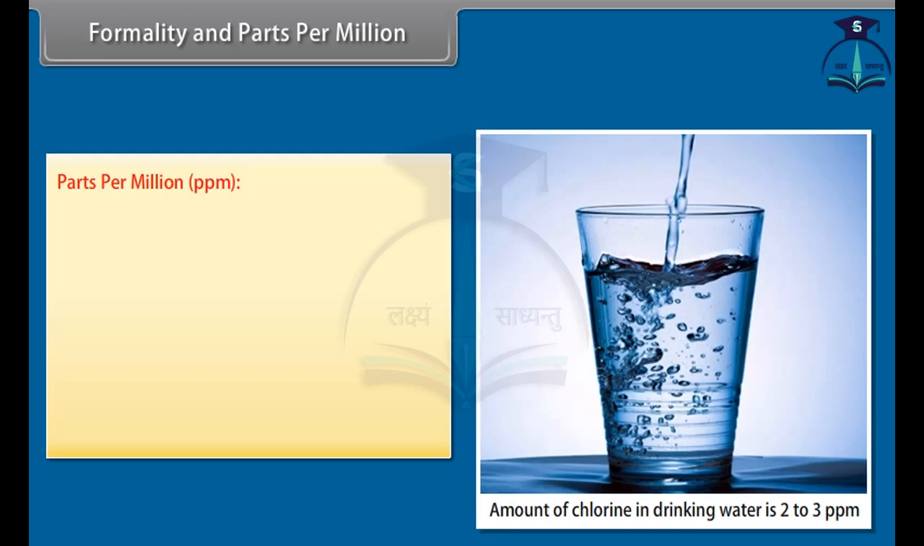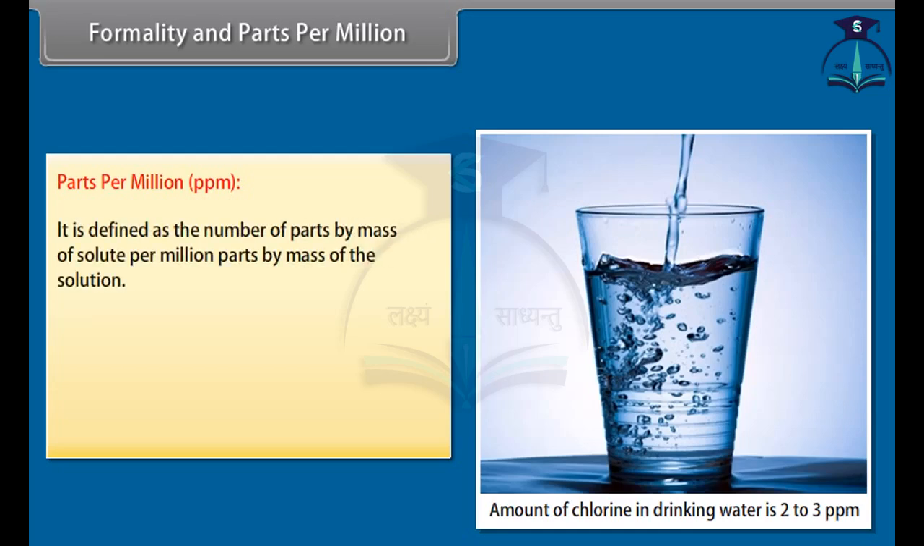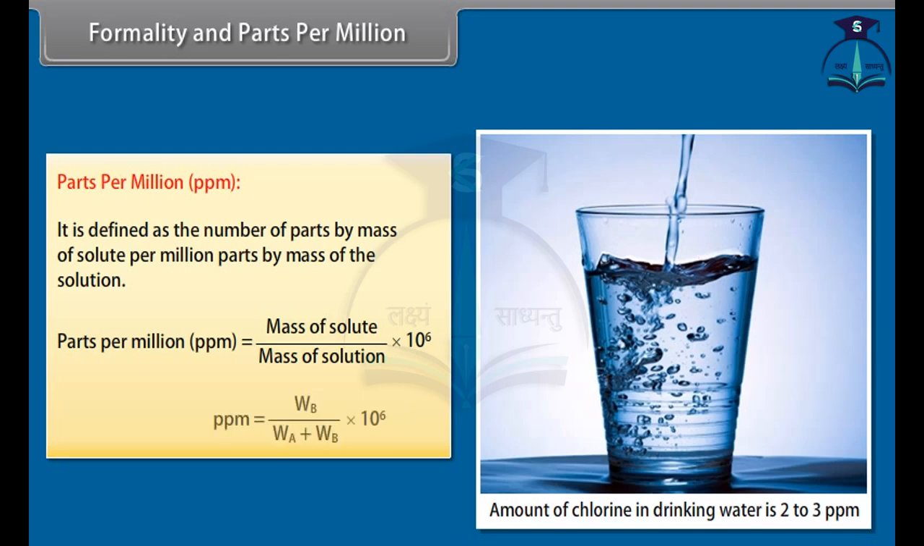Parts per million. It is defined as the number of parts by mass of solute per million parts by mass of the solution. It is abbreviated as ppm. Mathematically, ppm is represented by ppm is equal to WB divided by WA plus WB into 10 raised to the power 6.